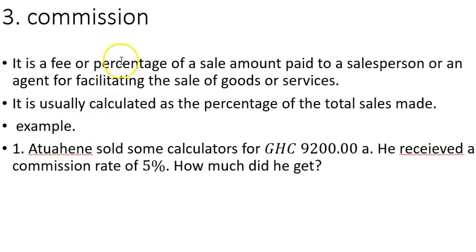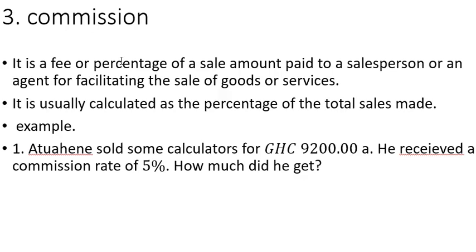Very nice example. Now look at commission. Commission is a fee or a percentage of a sale amount paid to a salesperson or an agent for facilitating the sale of goods or services. That is to boost your morale, to sell more. The more you sell, the more you get your percentage. It is usually calculated as a percentage of the total sales made.